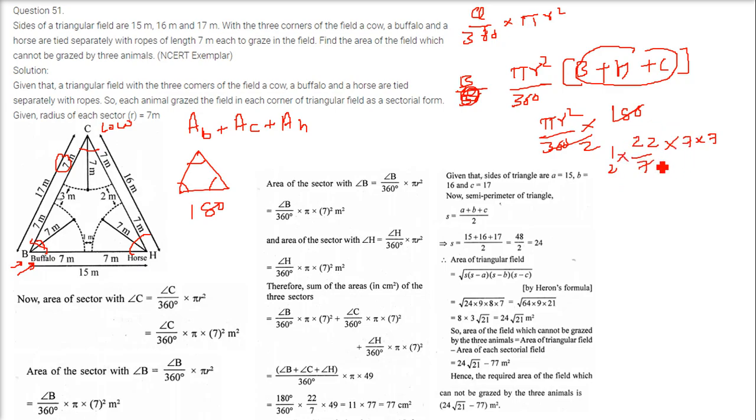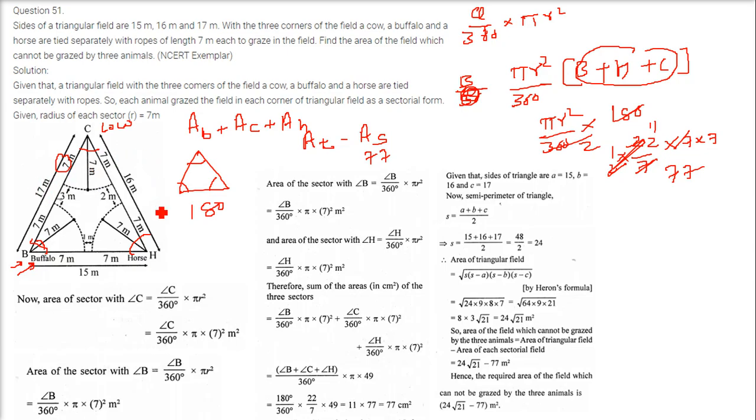So this comes to 7 cancels with 2, 11 cancels, and 11 into 7 is 77. So the area of the three sectors is 77. What we have to do is the area of the triangle minus the area of the sector. The area of the sector is 77. Now we have to find the area of the triangle.